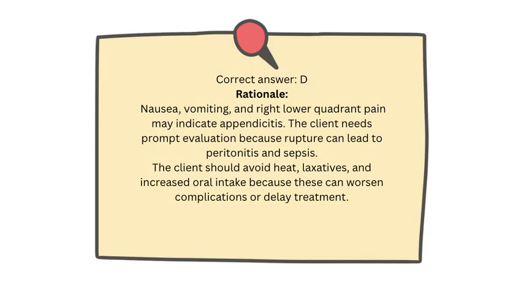So, the correct answer is letter D. And this is the rationale. Nausea, vomiting, and right lower quadrant pain may indicate appendicitis. The client needs prompt evaluation because rupture can lead to peritonitis and sepsis. The client should avoid heat, laxatives, and increased oral intake because these can worsen complications or delay treatment.